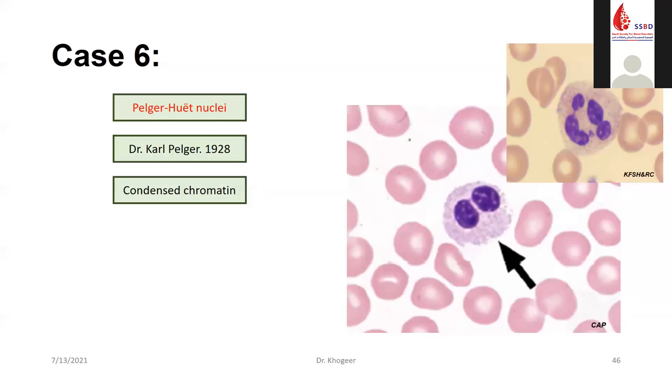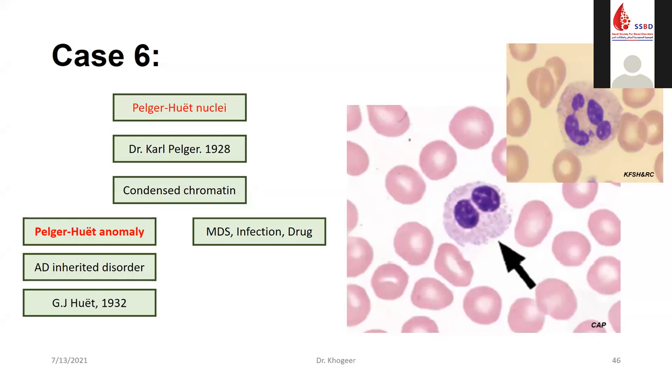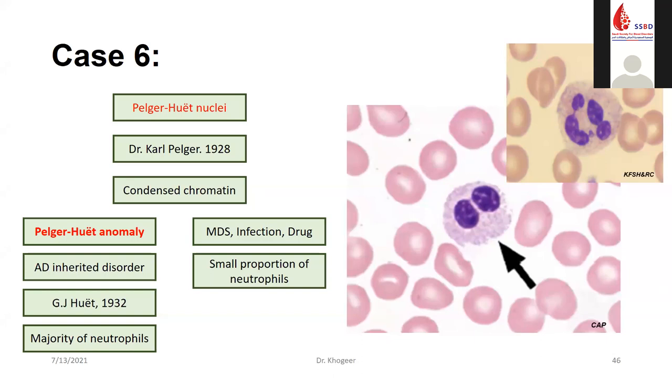Neutrophils with identical nuclear features can be seen in Pelger-Huët anomaly, an autosomal dominant inherited disorder described by pediatrician G.J. Huët in 1932. It is occasionally observed in association with other clinical conditions, including MDS, infection, and drugs, where the proportion of affected cells is variable but typically only a small subset are affected. This is a clue, since individuals with the true Pelger-Huët anomaly usually demonstrate this abnormality in the majority of the neutrophils.